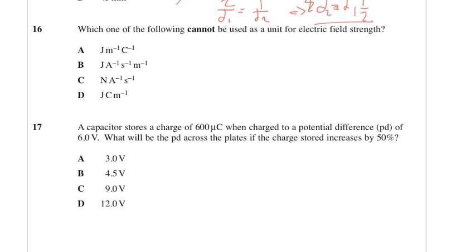Which one of the following cannot be used as a unit for electrical field strength? So field strength is newtons per coulomb.